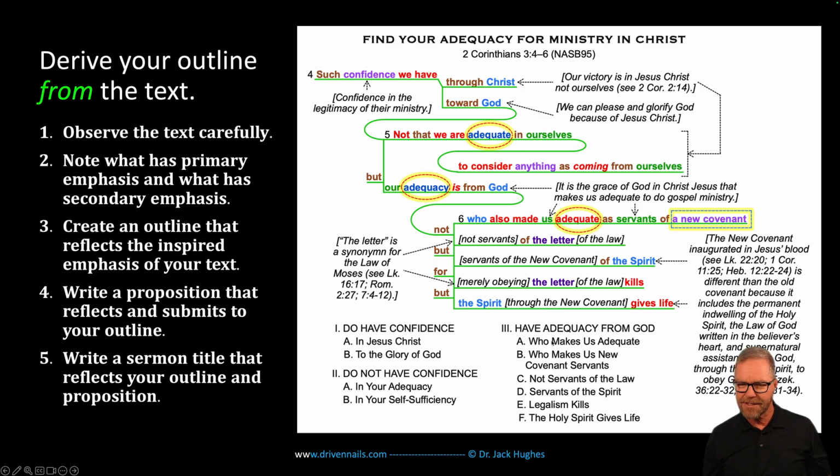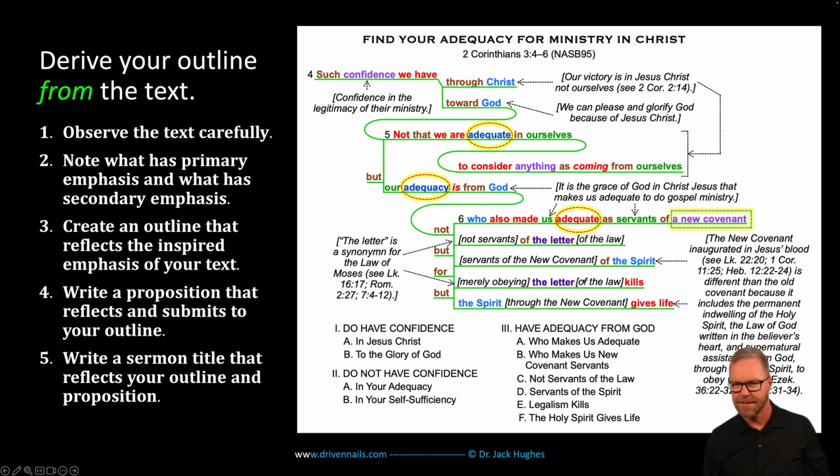And then these are the phrases that come from the text, and I actually broke up a couple of these: who makes us adequate, who makes us new covenant servants. I took this longer phrase and broke it in two, because I'm just going to say who makes us adequate, and then as servants of the new covenant is what he makes us adequate to do. So I broke that up in two. That's why there's 6 points here instead of 5, because if I was preaching, I'd want to comment on those separately. And then not servants of the law, the letter of the law, servants of the Spirit, there it is.